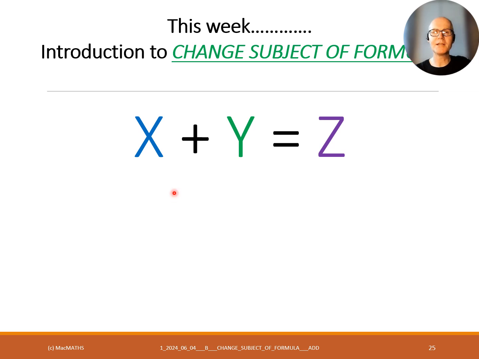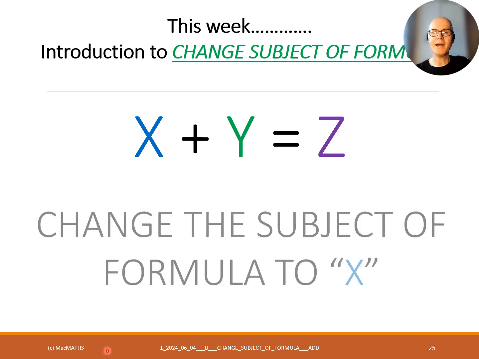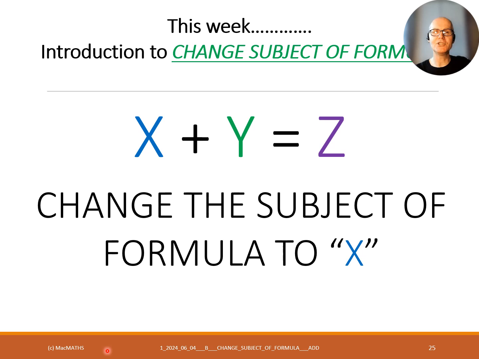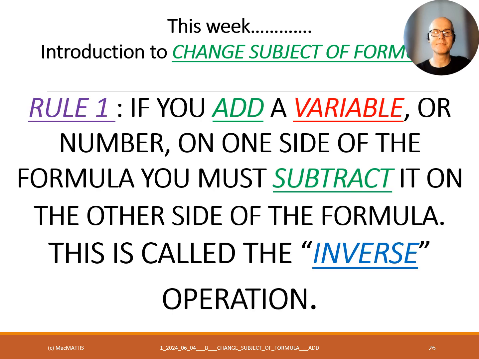Here's our standard formula. X plus Y equals Z. And the objective of this example is to change the subject of the formula to X. At the moment it's Z, we want to change it to X. The way we're going to go about this is remembering rule 1. We're going to abide by rule 1. If you add a variable or number on one side of the formula, you must subtract it on the other side of the formula.